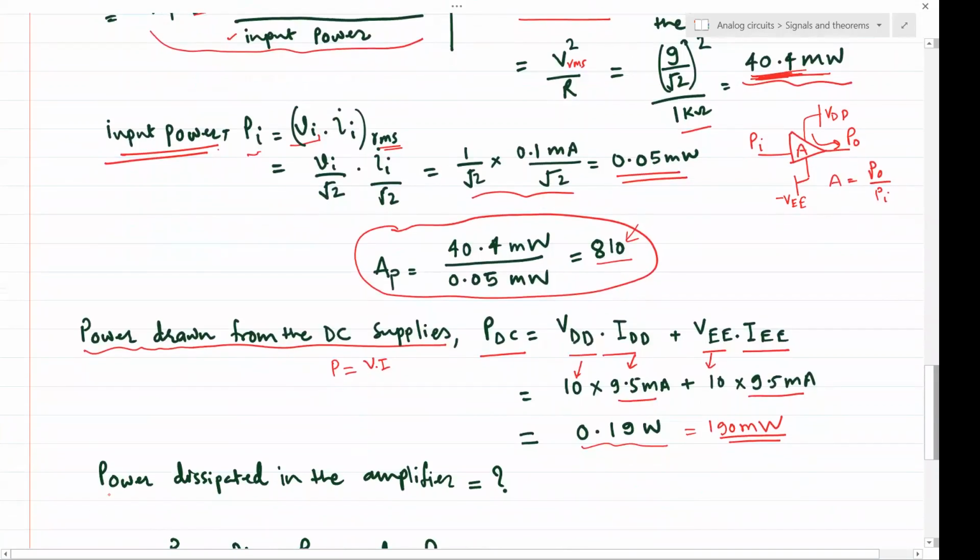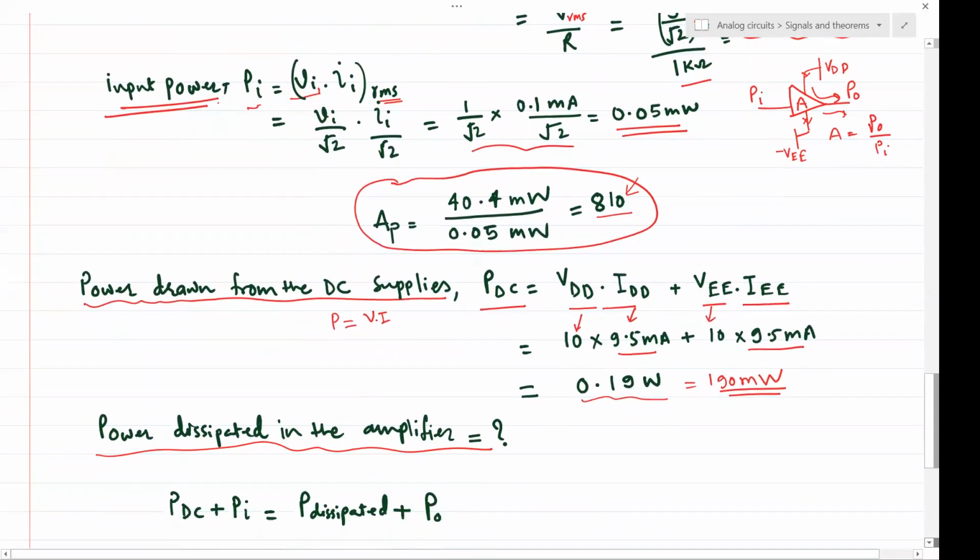So finally, one has to calculate how much is the power dissipated in the amplifier. When this amplifier is making some conversion, using some of the power from the DC power supplies to deliver it to the load, it has resistors, transistors, it functions, and therefore there is a dissipation in those components, which is generated in the form of heat, and one has to calculate that. So how to calculate that? We know that the total power is the DC power and the signal power.